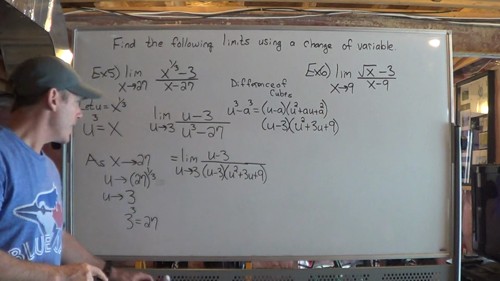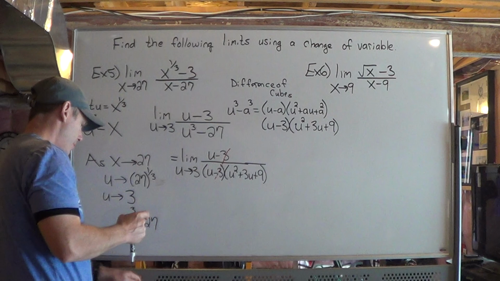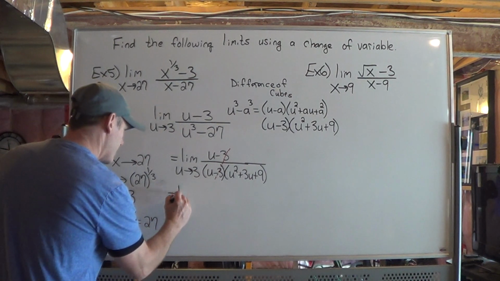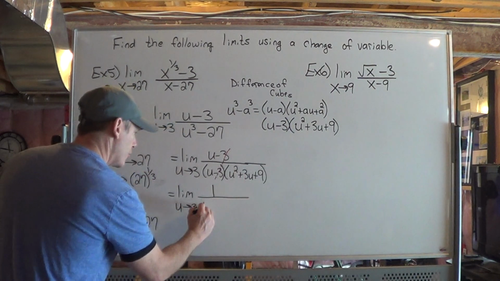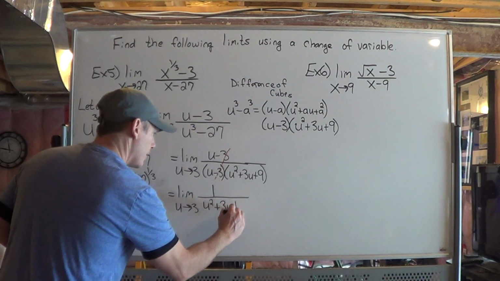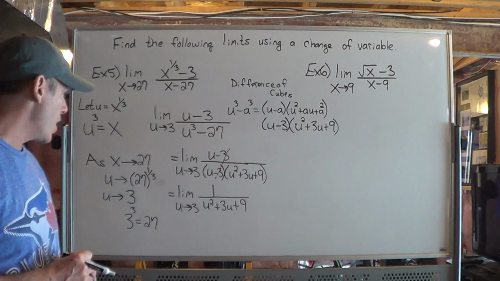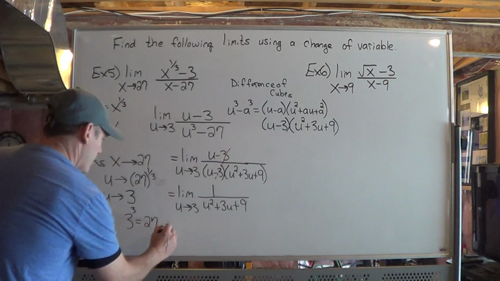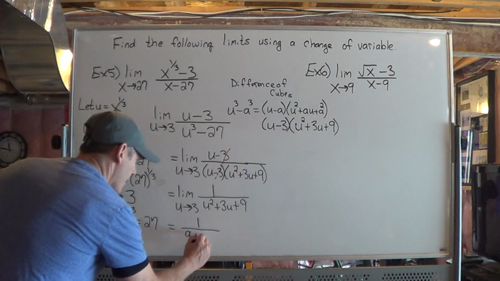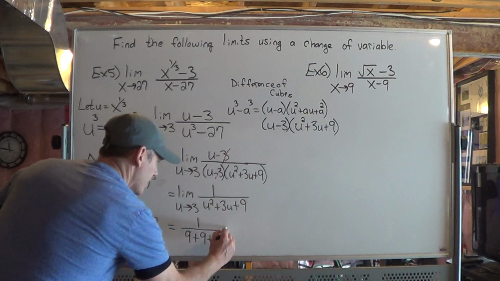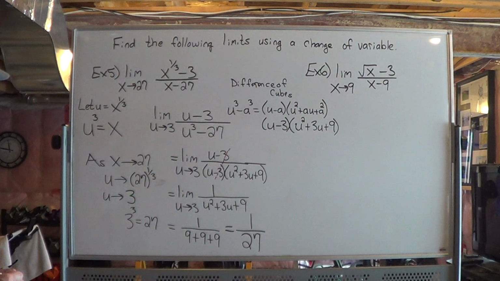Alright, and just as before, guess what? We have a factor in the numerator and a factor in the denominator that will divide each other out. Which is great, because now we've got the limit as u approaches 3 of 1 over u squared plus 3u plus 9. And again, they're all positive, so that means for sure I'm not going to have a 0 in my denominator. So I'm going to plug my 3 in, so I get 1 over 3 squared is 9, 3 times 3 is 9, and then I have a 9. And so our limit is going to equal 1 over 27.